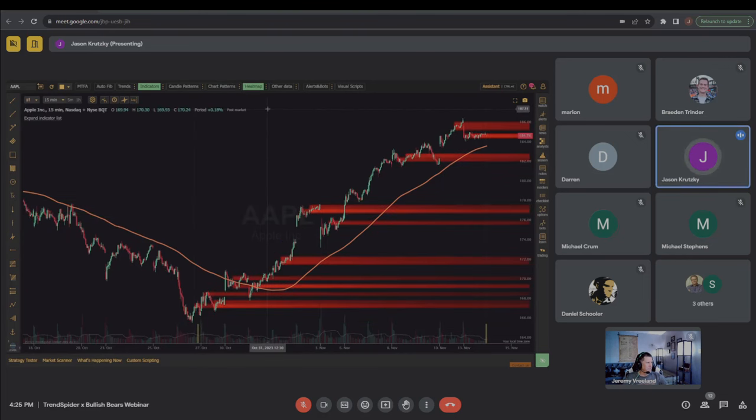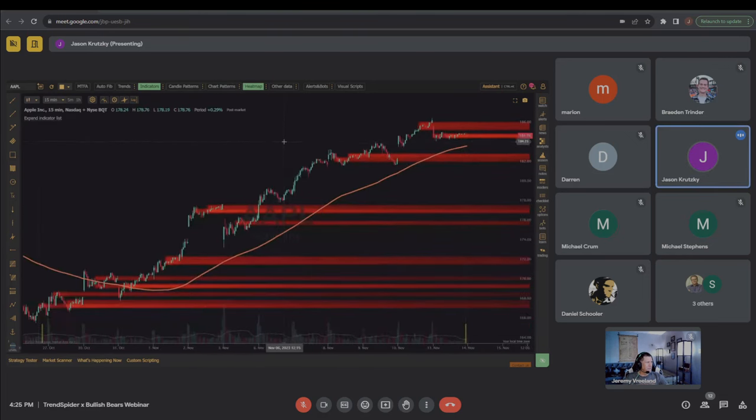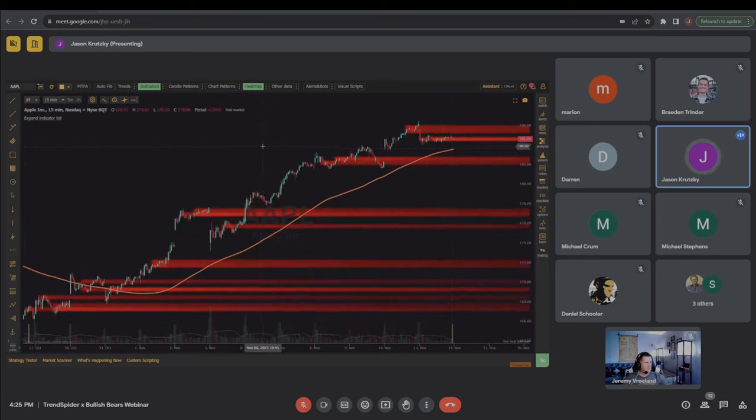We've got heat maps. There are a few different types of heat maps, but heat maps in essence are going to automatically identify horizontal levels of support and resistance based off of previous consolidation. And again, there are a couple of different types here. My favorite happens to be horizontal, so that's what I utilize.